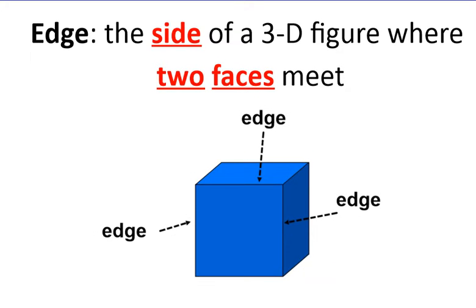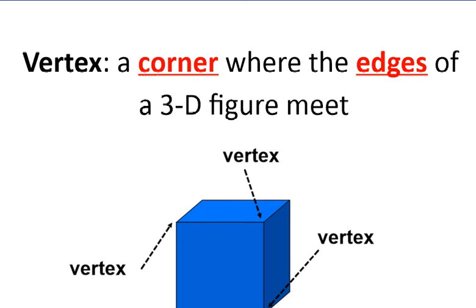Alright, now we have an edge. The edge is the side of a 3D figure. It's where 2 faces meet. So this is a face, and this is a face. And where do they meet? They meet right here on this edge. This is another edge. You could think of it as where the 3D shape creases. This is an edge, this is an edge, this is an edge. There's lots of edges. It's where two faces come to meet.